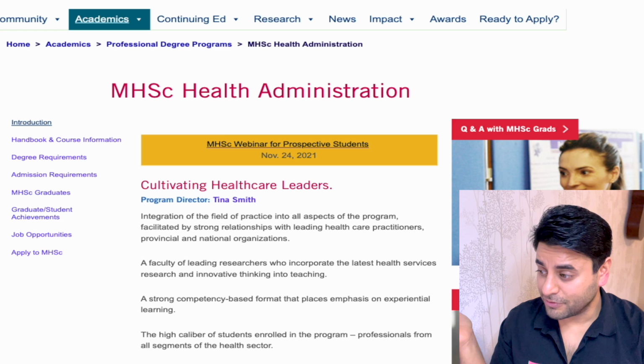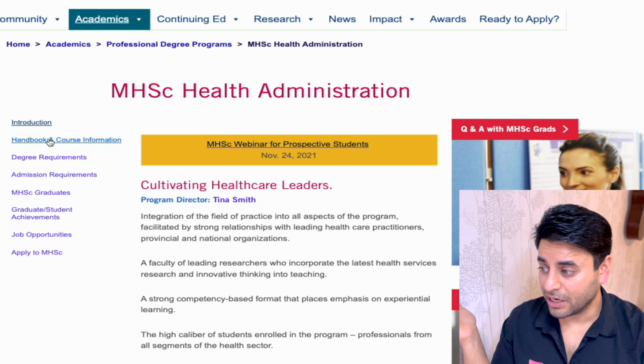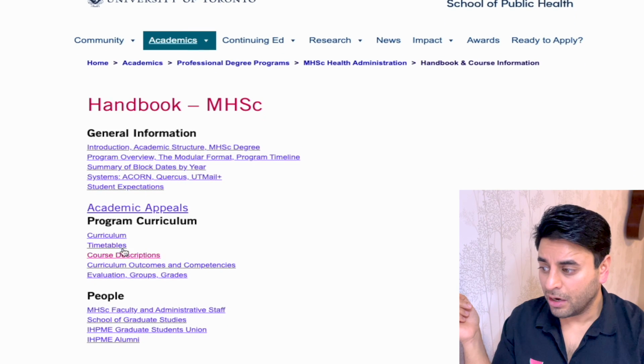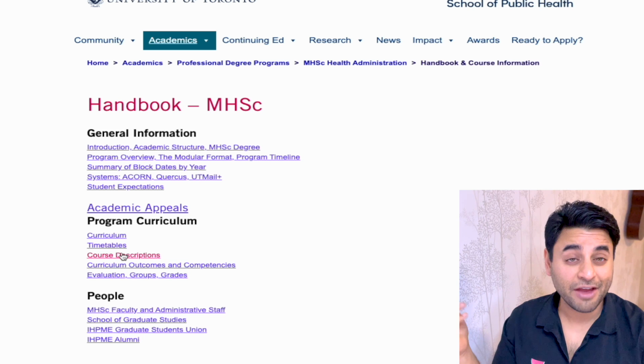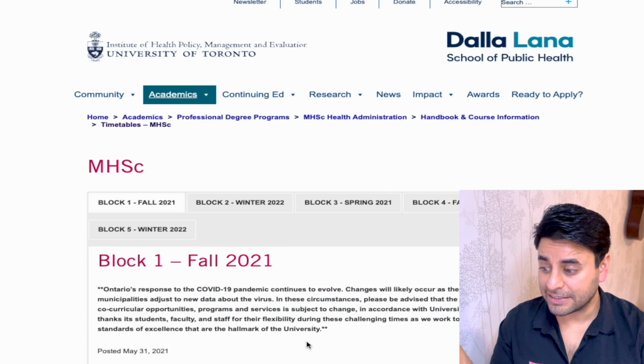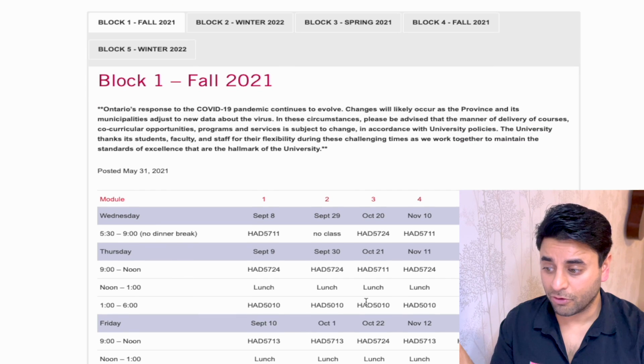On the left side, I see introduction, then I see handbook and course information. So this section will give me some information about what the curriculum is going to be, what kind of timetable they have. It's great that they have everything so transparent and up on the website that you can literally see what you would expect, like when your classes would be.